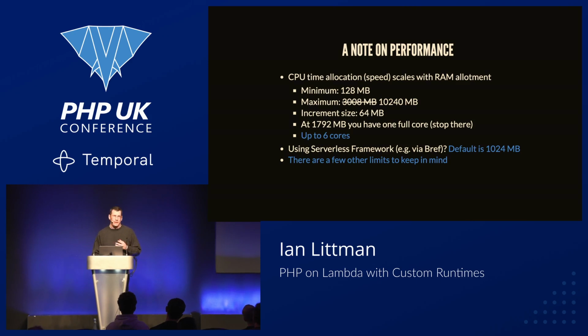Now, that also means that there is kind of an optimal point where your function runs quicker the more power you give it, which means that it takes less billed time, which means that by throwing more resources at it, you may actually end up with your function costing less. And again, with that 10 gigs of RAM, you can have up to 6 cores, although, again, you're talking PHP, so you're not going to do anything useful with them.